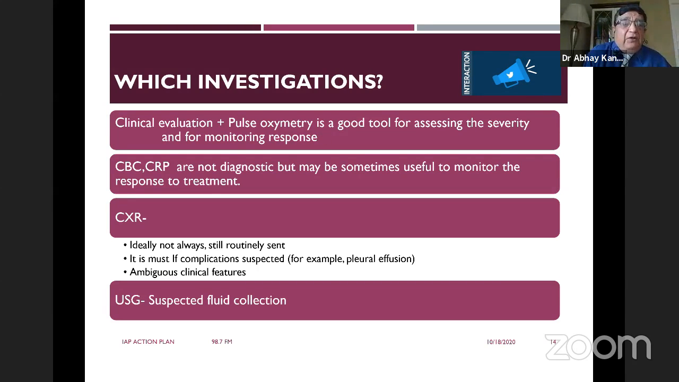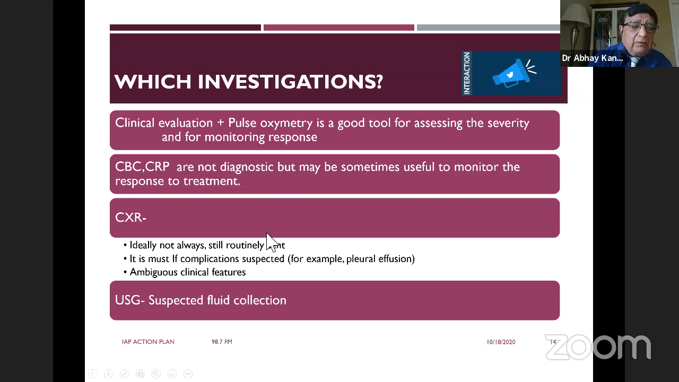We usually end up doing CBC and CRP, but they are not of much diagnostic help, though sometimes they may be useful to monitor the response to the antibiotic therapy. X-ray, again, we usually do it in our day-to-day practice.